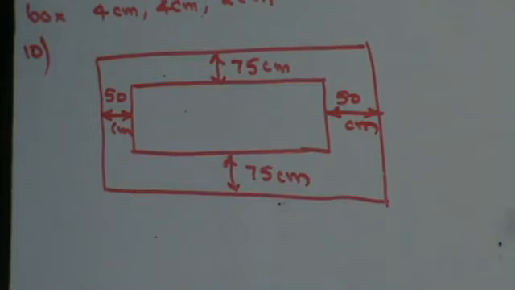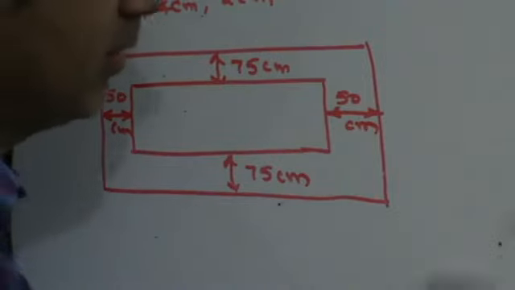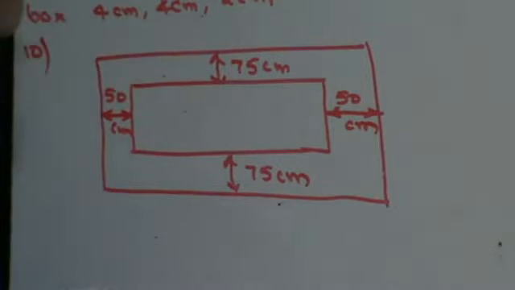What are the dimensions if the area of the printed space is to be maximum?